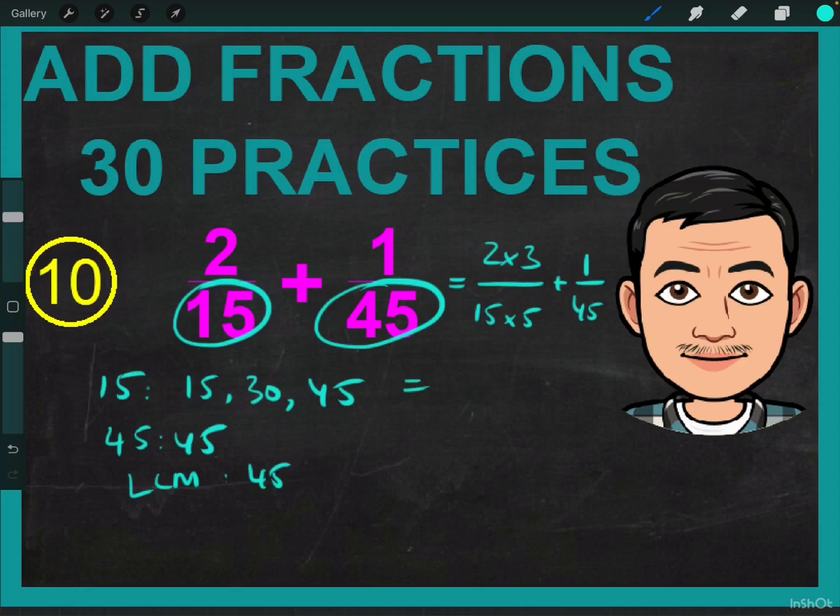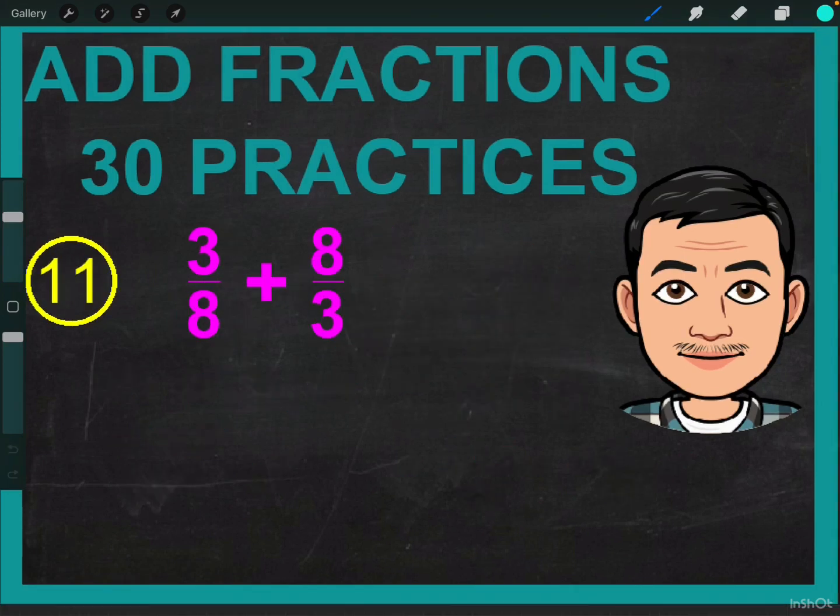So we got 2 times 3 is 6. Oh, this one is times 3, I'm sorry, it's times 3 right here. We should multiply 3 on this one. So 6 over 45 plus 1 over 45. And now the two fractions have the same denominator, 45. So all we need to do is just add number 6 and number 1, and the answer is 7 over 45.